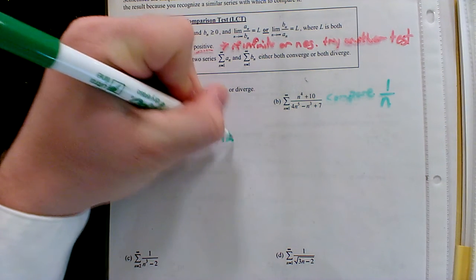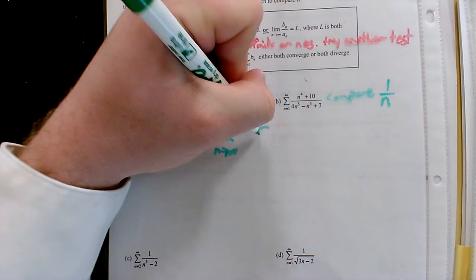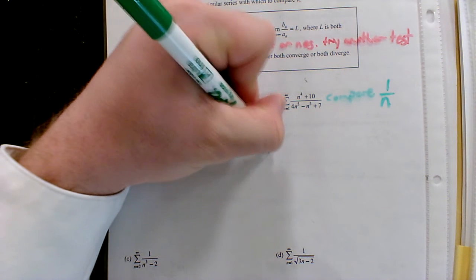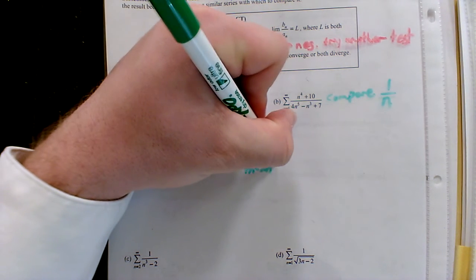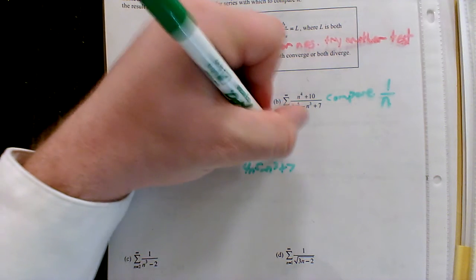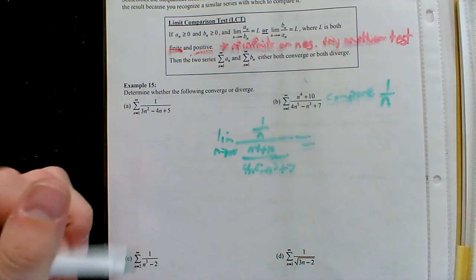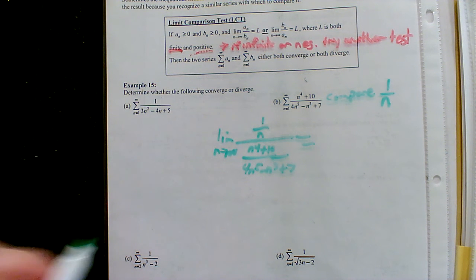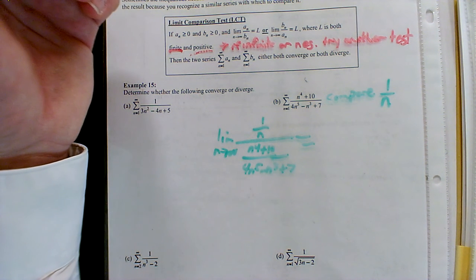Now we're going to go through that same process. The limit as n approaches infinity of 1 over n to the 4th plus 10 over 4n to the 5th minus n cubed plus 7. Again, we have a fraction over a fraction. We can simplify this. Not as easy as last time. What do we get this time?